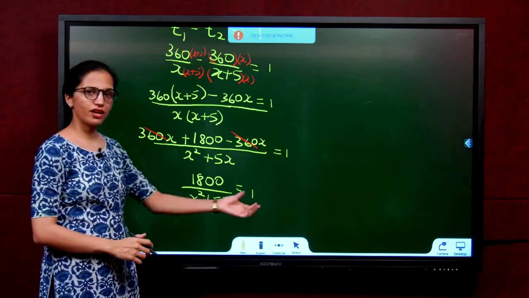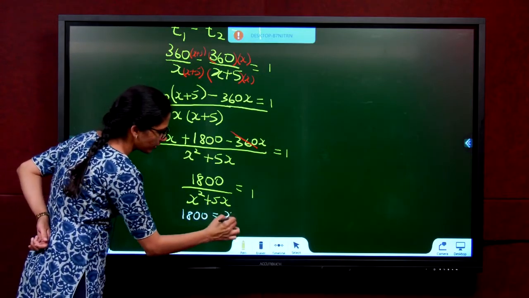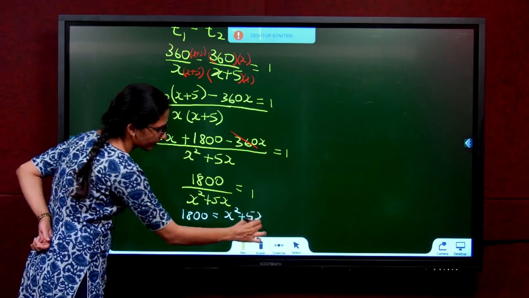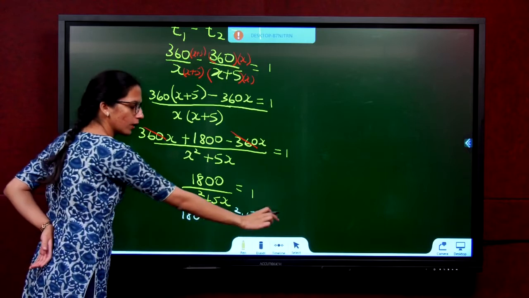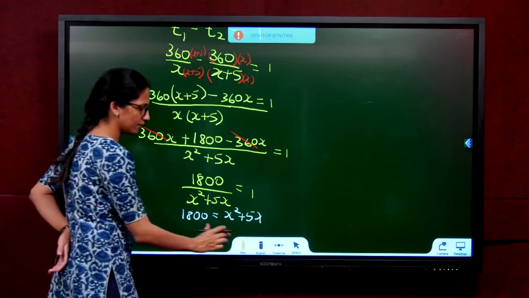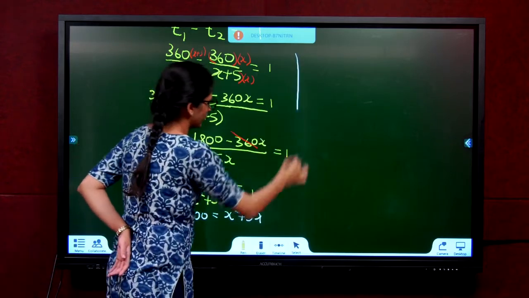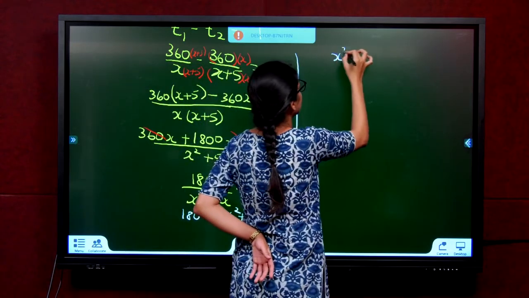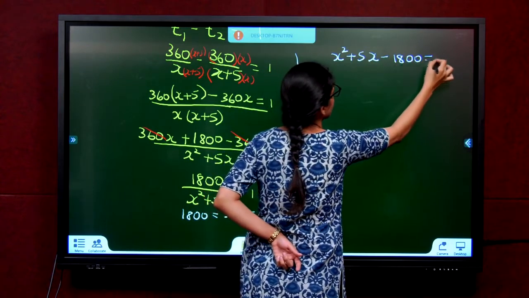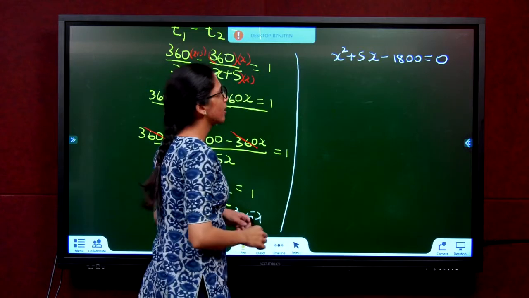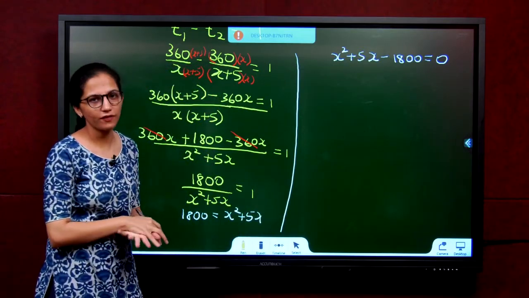Send x square plus 5x that side. So 1800 is equal to x square plus 5x. I want my x square term to be positive, so I will keep it there only. Bring 1800 this side, it will become minus 1800 and you will have 0 here. So rewriting, x square plus 5x minus 1800 is 0. Now what do we do next? You can either use quadratic formula or factorization.